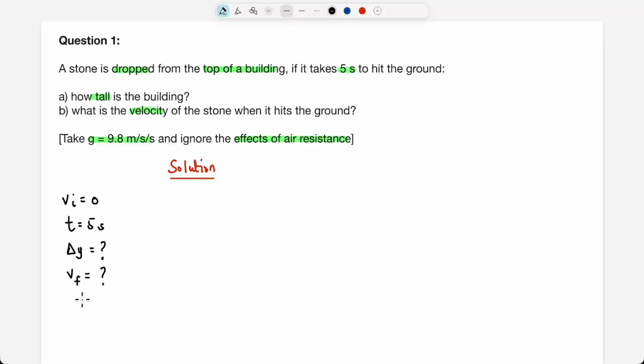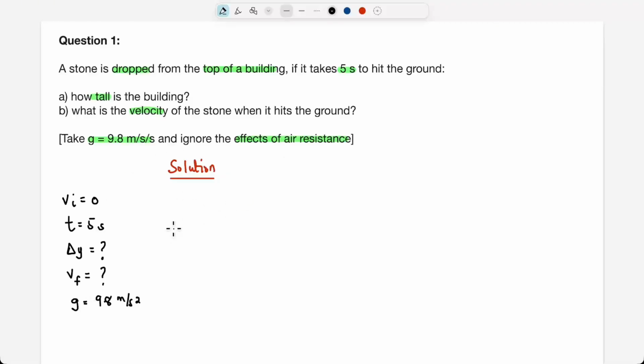And in this problem, we are told to take acceleration of free fall to be 9.8 meters per second squared. Finally, ignore the air resistance in this problem because this is kinematics. So we only study the motion of the objects without any reference to forces.